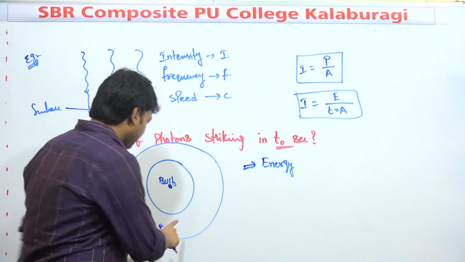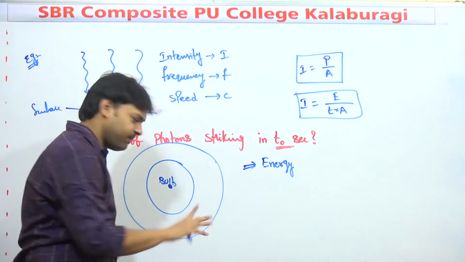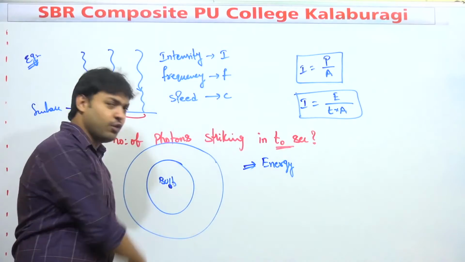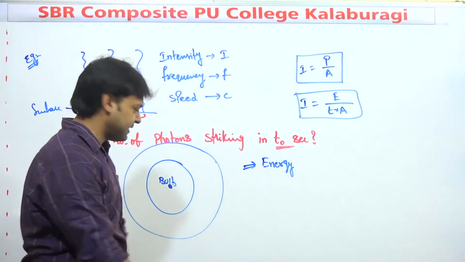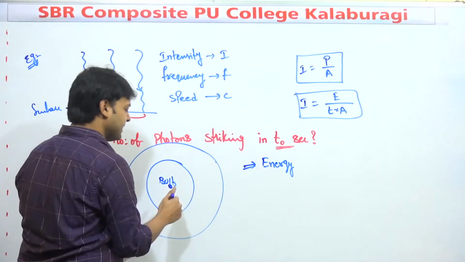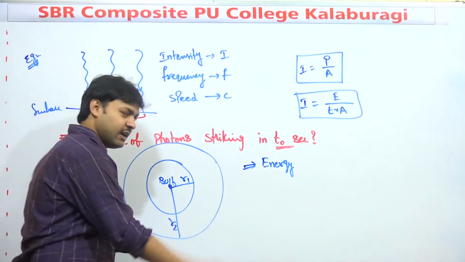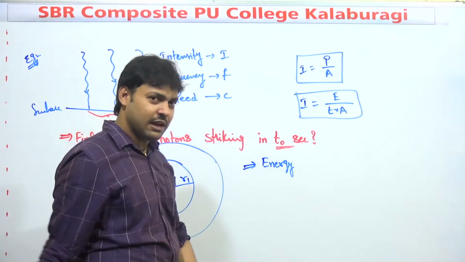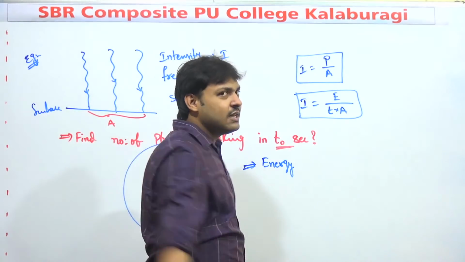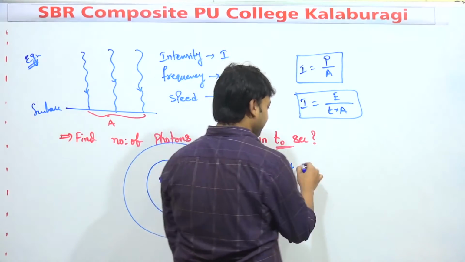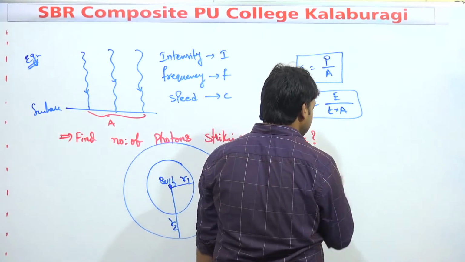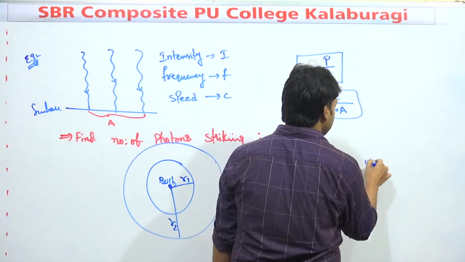A source is there, and I formed two wavefronts of different radii. Assume this is R1 and this is R2. I consider one more spherical wavefront. Now my question is to find the energy on the two wavefronts.